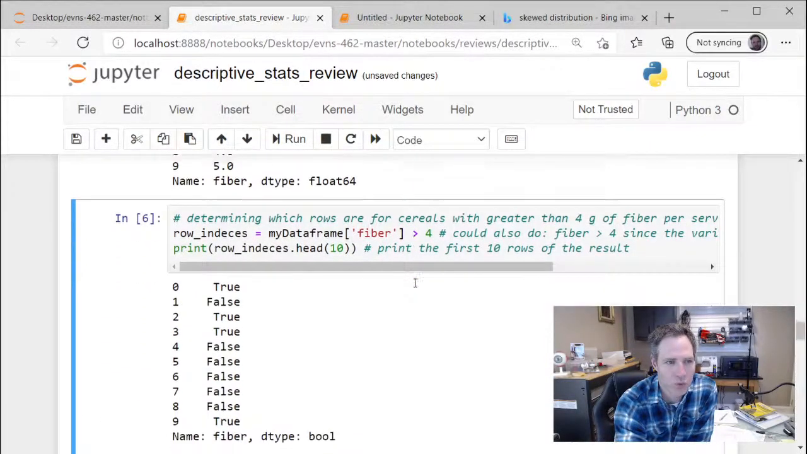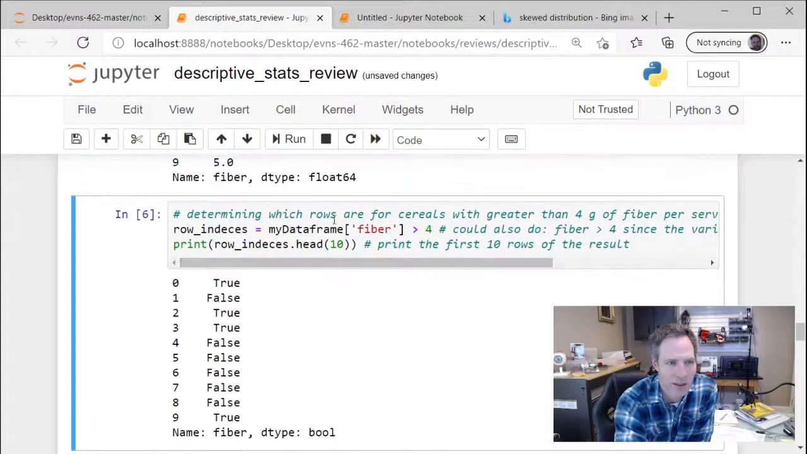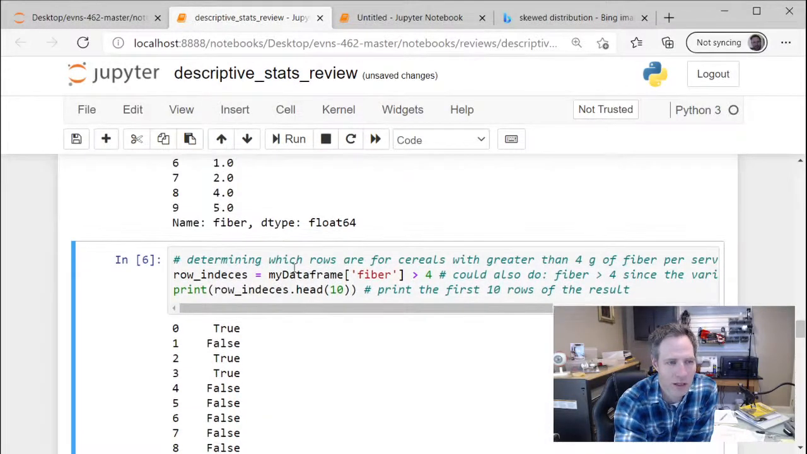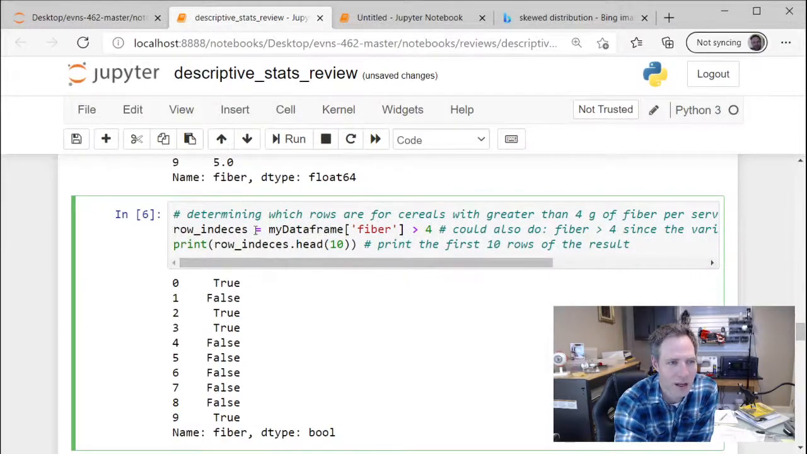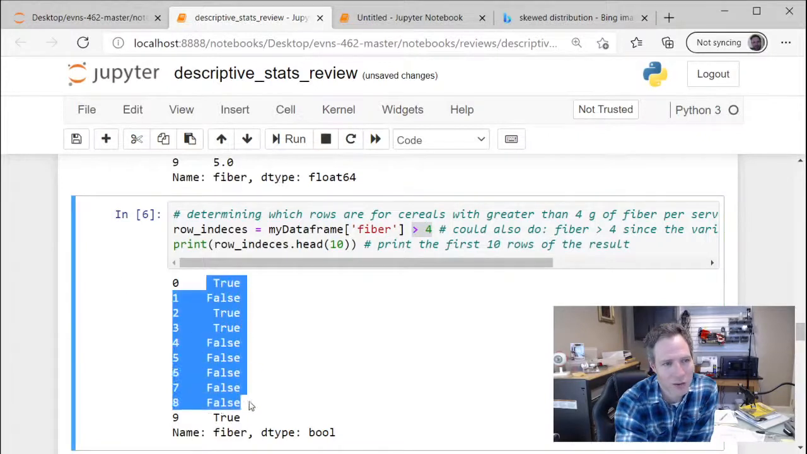Let's not skip this, it's useful too. What if you want to just know the rows where the fiber content is greater than 4? One way you can do that is a logical comparison. You pull that fiber data out of my data frame and ask if it is greater than 4. The results that you get are just trues or falses.